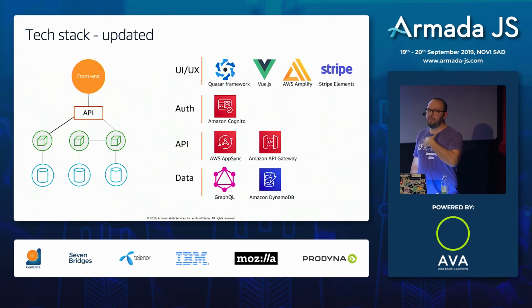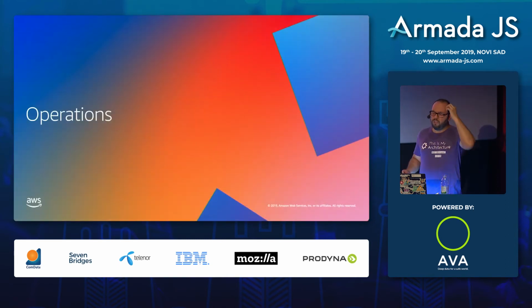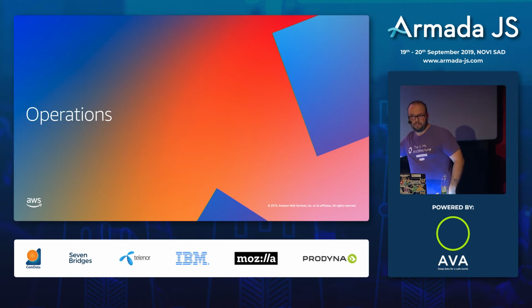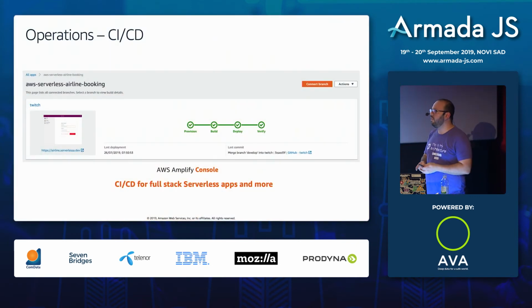So this is actually where my land is. This is my favorite piece. How do you actually do some of the operations? I'm going to show you the basics first, and then we go deeper and deeper. The first one is you could do some CI/CD. You could do it from Travis CI, from pretty much everything else.